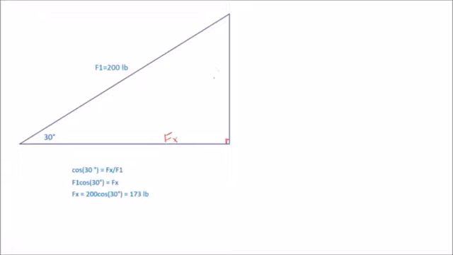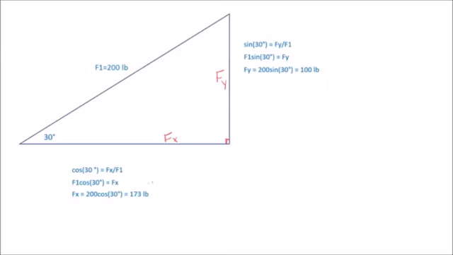We want to do the same thing for this side length here. We have Fy, and we can say that the sine of 30 degrees is equal to Fy divided by F1. We'll do the same thing again: multiply both sides by F1, and then plug in that 200 pounds for F1. If you remember, the sine of 30 degrees is 1/2, so we get a vertical component of 100 pounds.